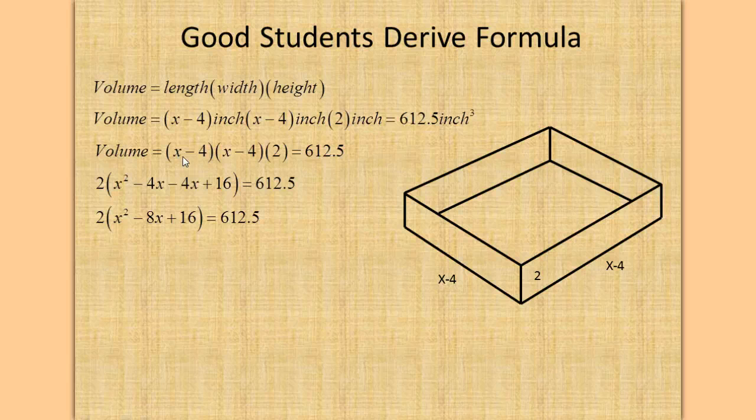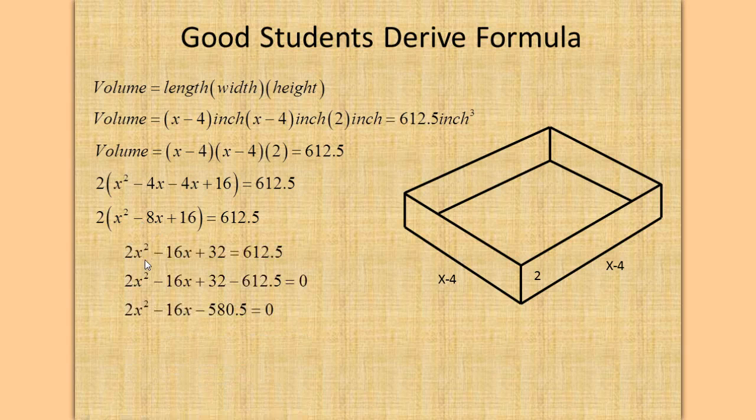We multiply that out: x times x is x squared, x times minus 4 is minus 4x, minus 4 times x is minus 4x, minus 4 times minus 4 is plus 16, and we multiply all of that by 2. Inside here we add the middle terms, and we get x squared minus 8x plus 16, still multiplied by 2. Then we multiply that by 2: 2x squared minus 16x plus 2 times 16, which is 32, is equal to 612.5. And then we move 612.5 to the left-hand side, and we add those two terms, and our final quadratic equation is 2x squared minus 16x minus 580.5 equals 0.